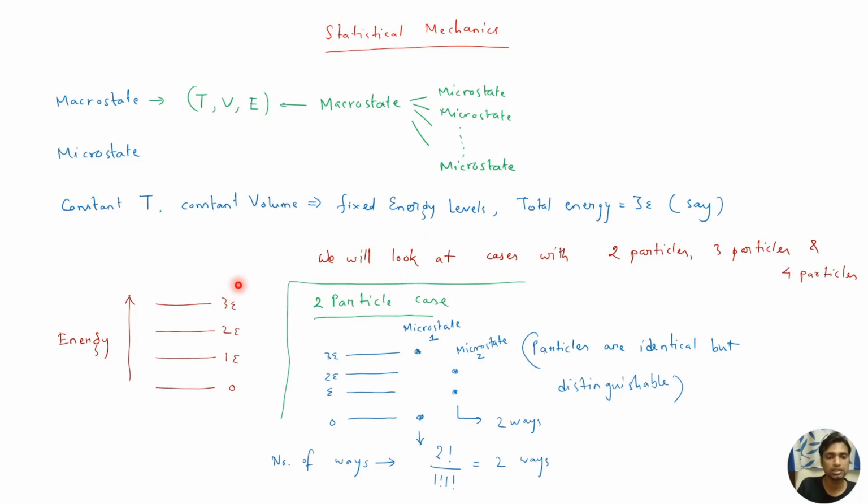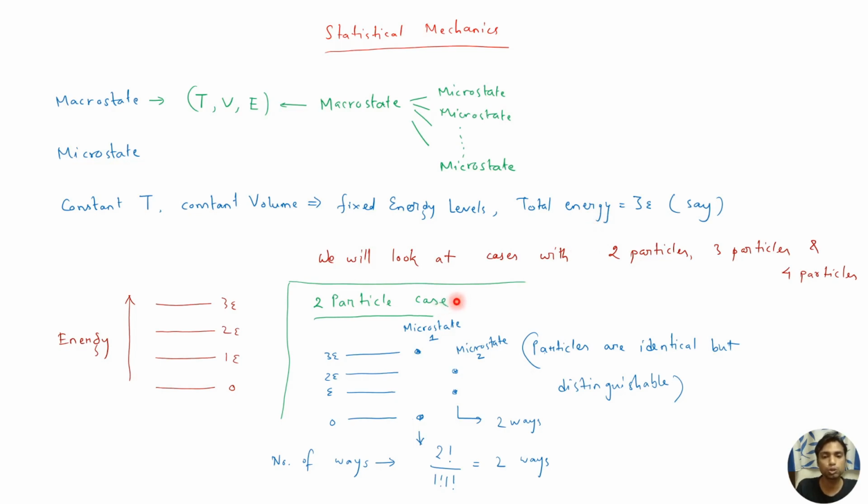Each of these atoms will have, let's say, four energy levels: 0, 1e, 2e and 3e. We'll look at systems with 2 particles, 3 particles and 4 particles. So what is a macrostate? A macrostate is something which is labeled by the temperature, the volume and the total energy E, and corresponding to that we can have multiple microstates.